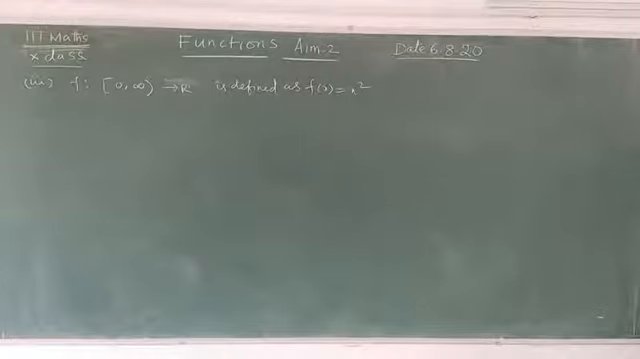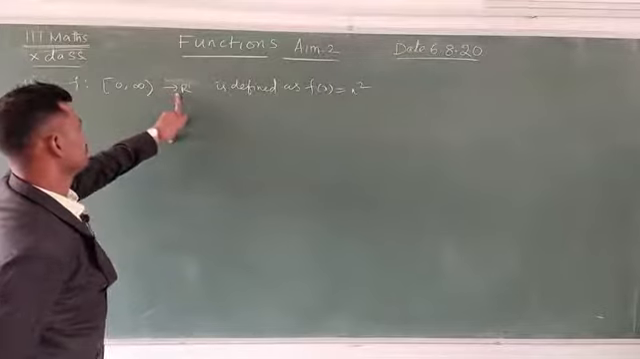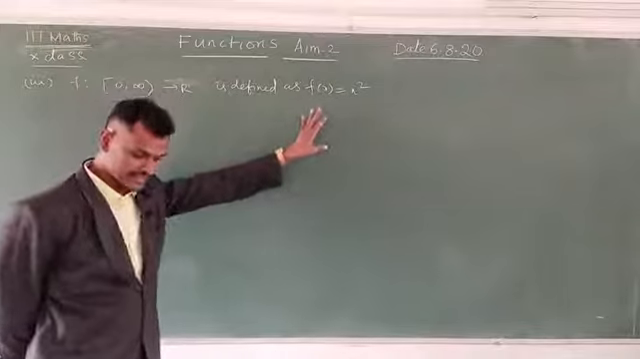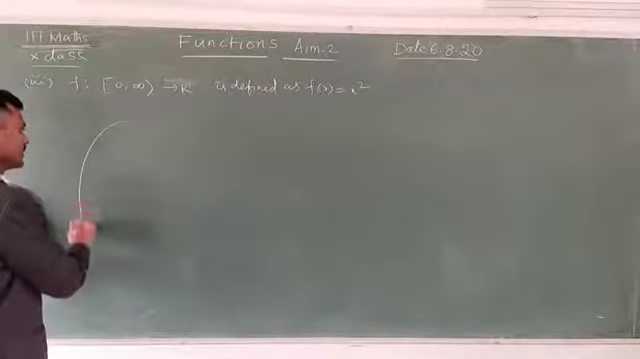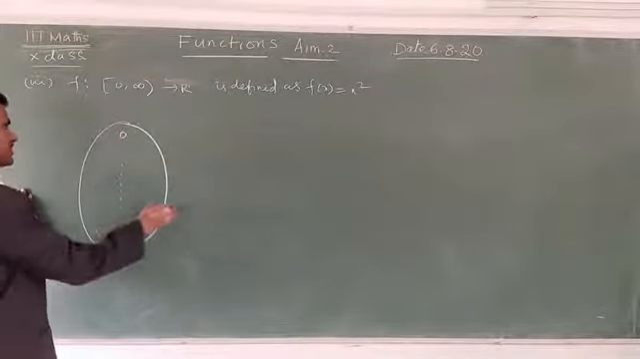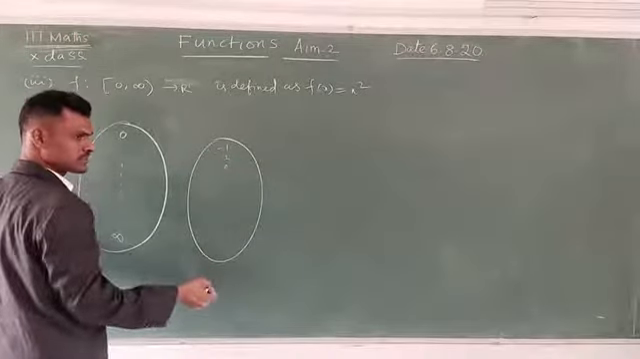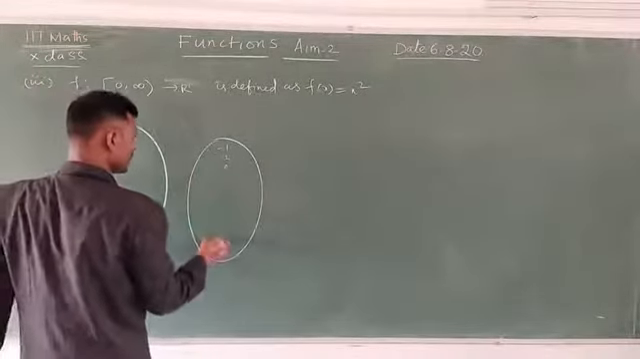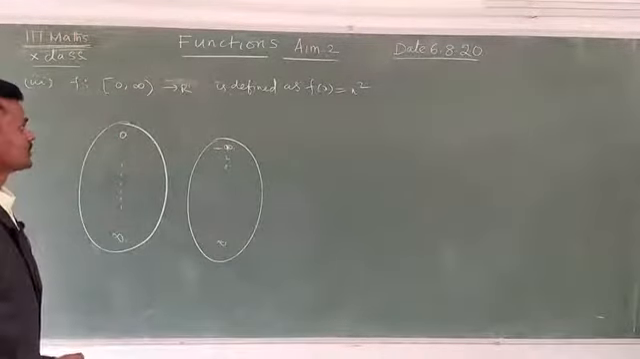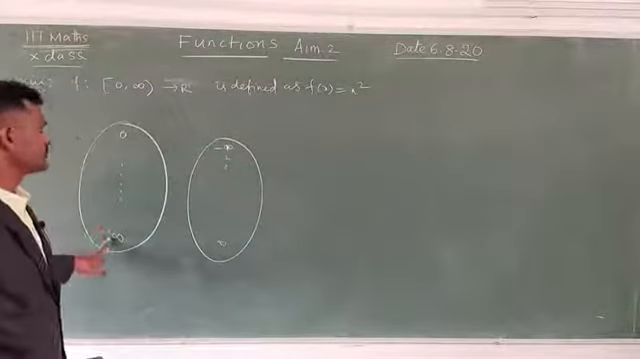Next, third one: f is a mapping from the closed interval 0 to infinity to R, defined as f of x is equal to x square. We have to check whether this is a one-one function or not. Here this is 0 to plus infinity, you can take any number. And this one is R, meaning minus 1, minus 2, 0, plus 1, plus 2, plus 3, any number, from minus infinite to plus infinite, with fractions also. Now here you have to take input values only positive, 0 to plus infinite.